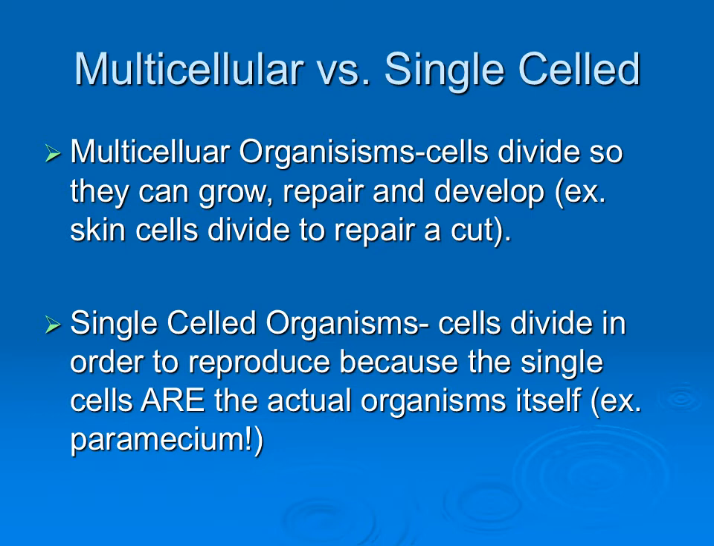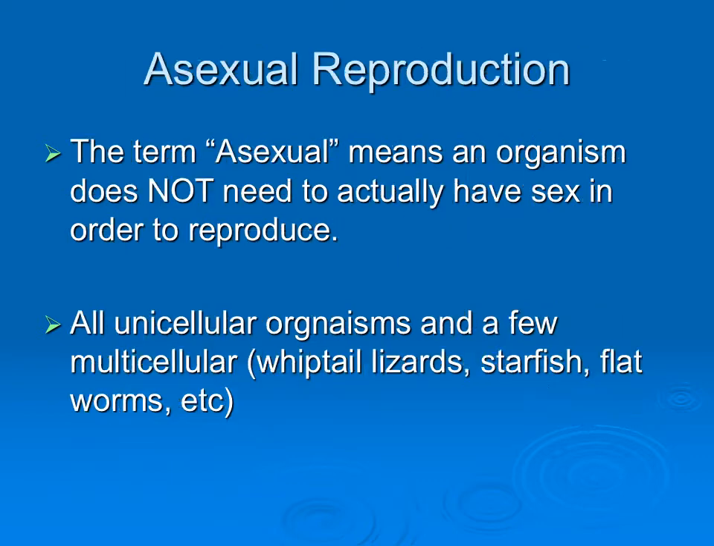Single-celled organisms, so remember those were things like amoeba, paramecium, euglena, volvox. These cells divide in order to reproduce because the single cells are the actual organisms. So again, multicellular organisms, an example is humans. We are multicellular organisms. We are made up of lots of different types of cells, whereas single-celled organisms are only made of one type of cell. And those actual cells are the organisms themselves.